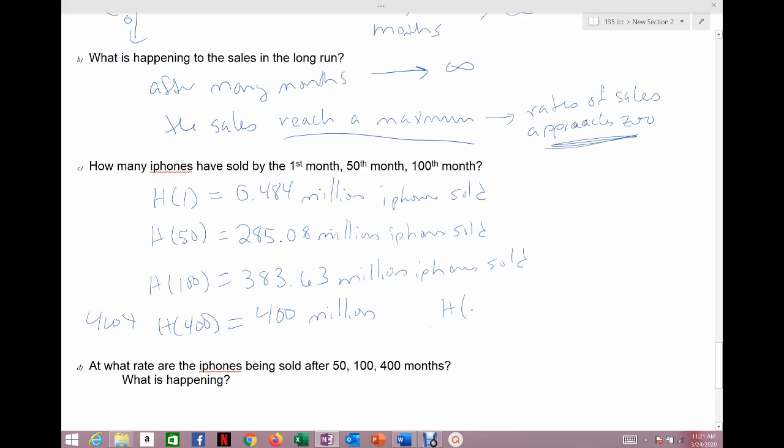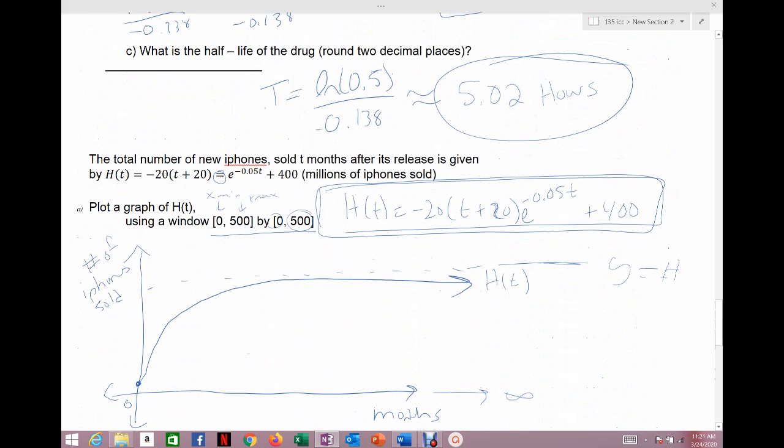If I plug in 450, it also comes out to 400 million. And so that's what it's approaching. The line that it's approaching up here, this asymptote, is this 400 value. What's happening is, remember, these fractions are going to 0. These fractions are getting really small, right? These are fractions because it's e raised to a negative.